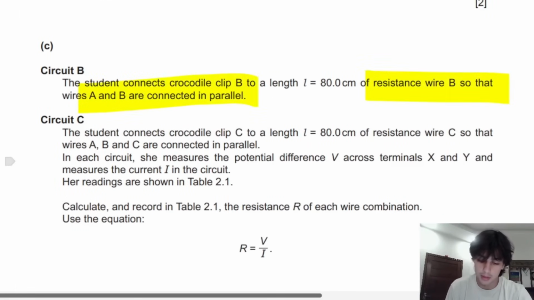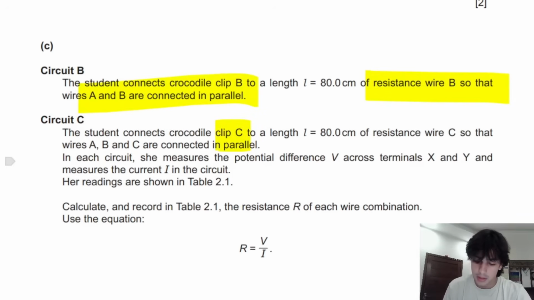The student connects crocodile clip B of length 80 of resistance wire B so that A and B are connected in parallel. The student connects crocodile clip C, and all of them are just connected in parallel essentially. So in each circuit, she measures V across X and Y and measures I in the circuit. Her readings are shown. To calculate the resistance, pretty simple.